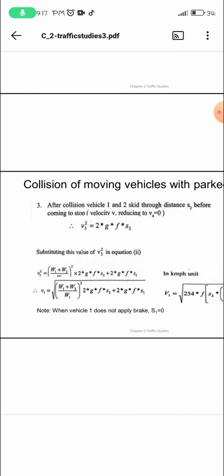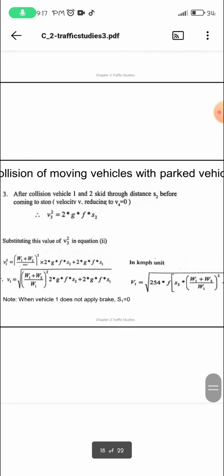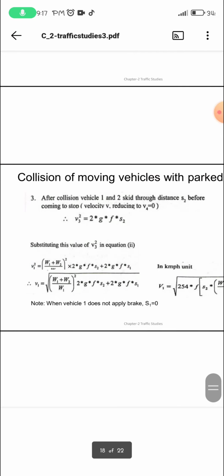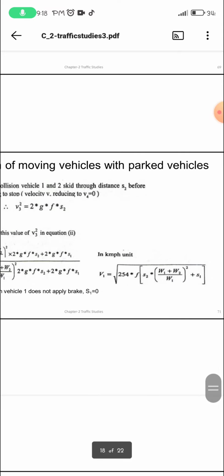v1 square equal to ((w1 plus w2) divided by w1) whole square into 2 into g into f into s2 plus 2 into g into f into s1 in meter per second. v1 equal to under root ((w1 plus w2) divided by w1) whole square into 2 into g into f into s2 plus 2 into g into f into s1.